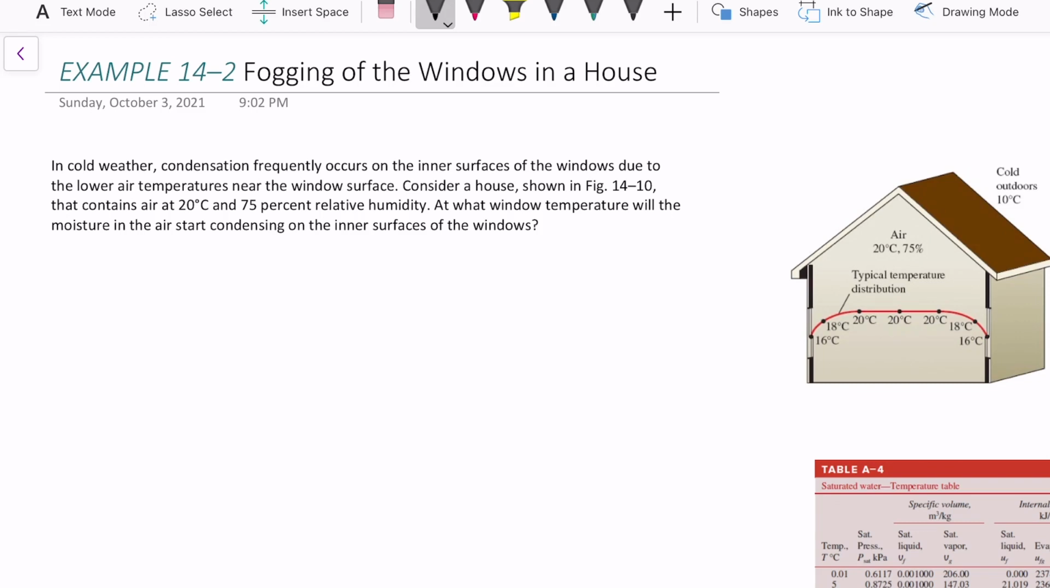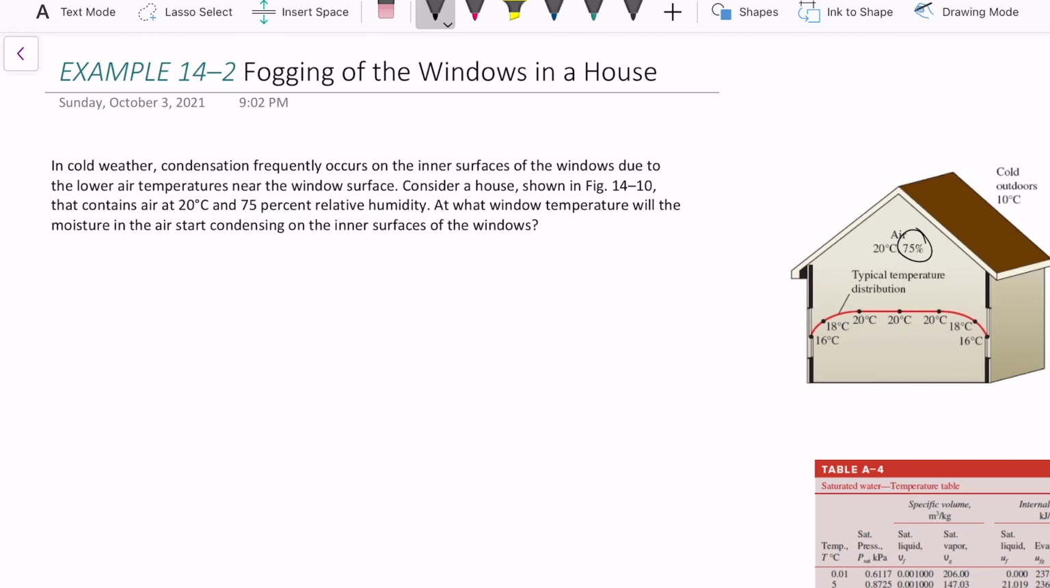So as the hot temperature inside the room starts to reach the window, in this case we have a relative humidity of 75%. Then the question asks what is the window temperature so that the dew will start to form on the window. So basically it's asking you the dew point temperature, right? Because if it's cold enough, then water will start to condense.